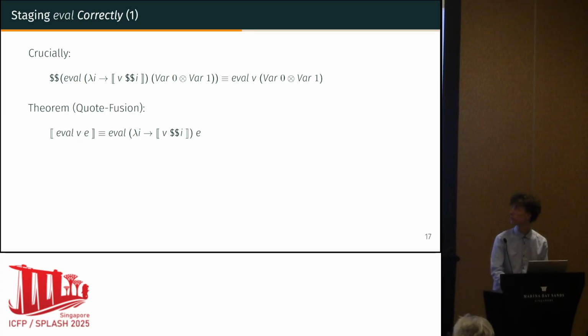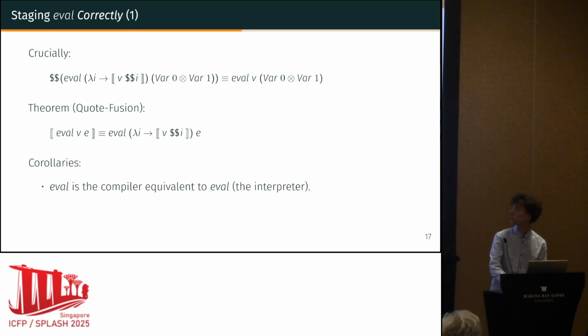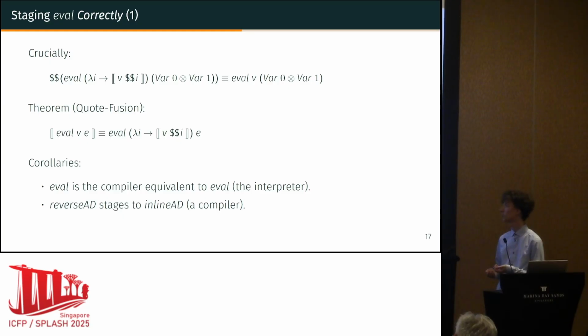And we proved this in our quote fusion theorem. We proved this in general for all kinds of folds, but I'll give the specialized form here. Essentially it says that quoting the evaluator is no different from evaluating into code. And this has two direct corollaries, which are that eval as a compiler is just the same as eval as the interpreter. And this directly applies to reverse AD, which is eval in disguise. And this will give us a compiler.